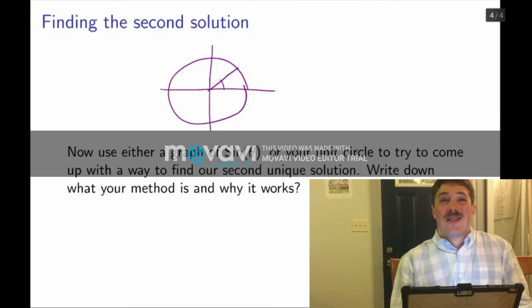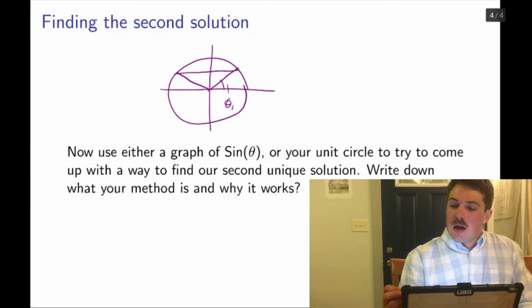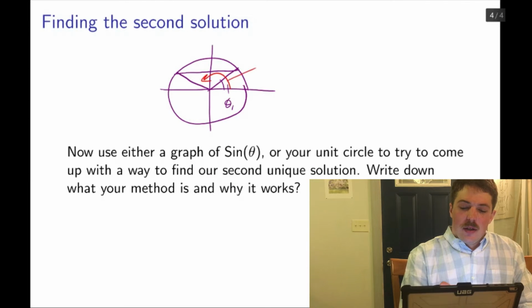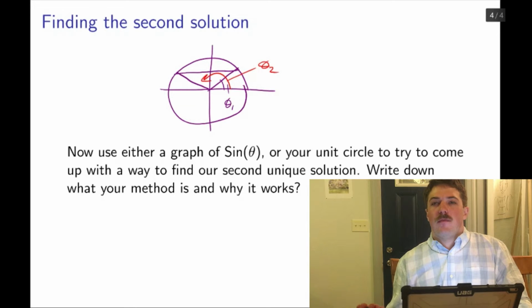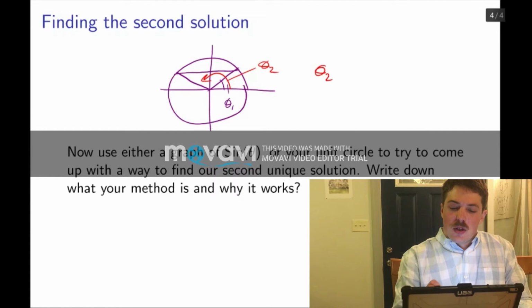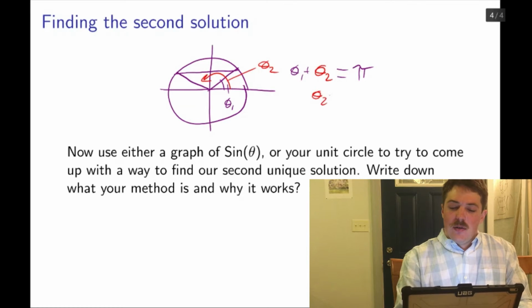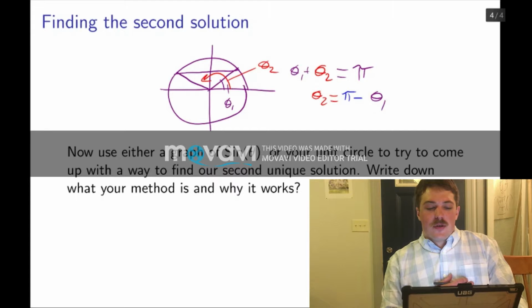So if we have an angle that's not on our unit circle, we might just have some generic theta 1, and then its other partner, theta 2. And so what relation do we see these two having? Awesome, that they're supplementary. So we know that theta 1 plus theta 2 is equal to pi radians. So we can manipulate this a little bit to get a solution for theta 2 as pi radians minus theta 1. Great. So that gives us our solution there.